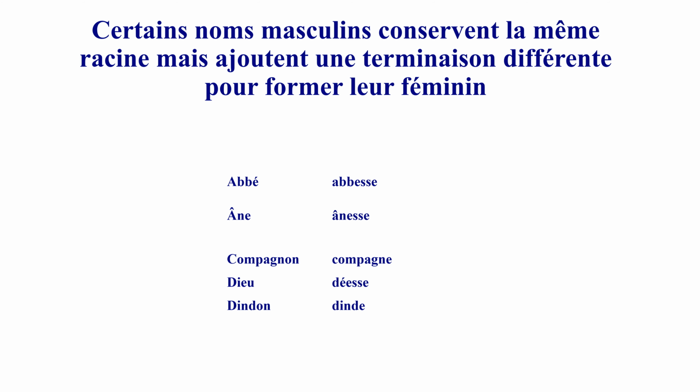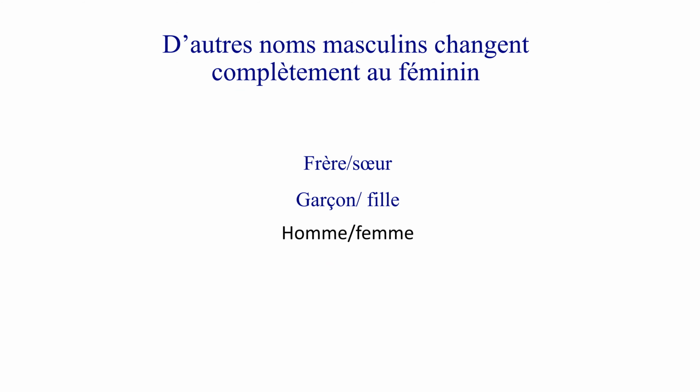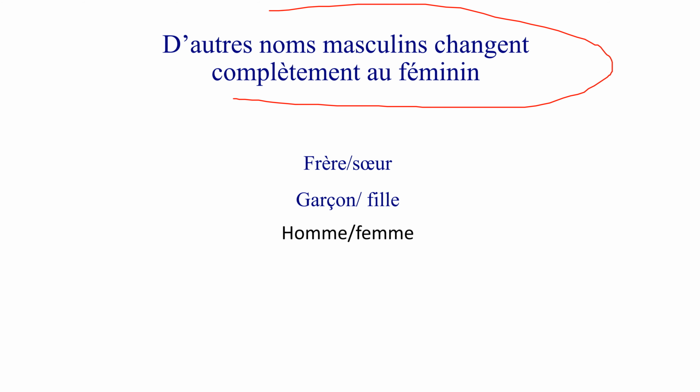Now, some masculine names keep their same root. Remember we talked about roots? But they add a different ending for their feminine. Abbé becomes abbesse. Âne becomes ânesse. You know what an âne is? A donkey. Compagnon becomes compagne. Dieu, God, becomes déesse, a feminine god. Dindon becomes dinde.